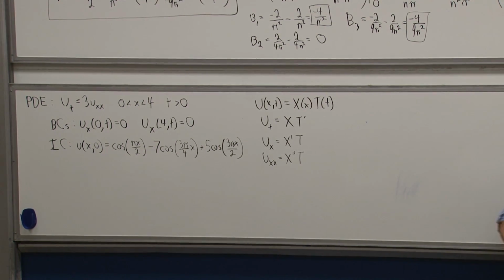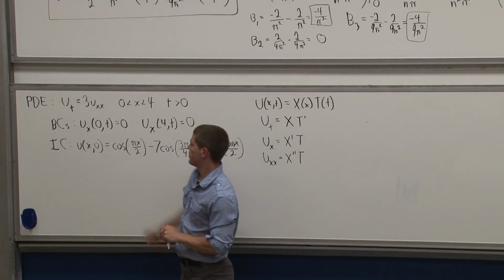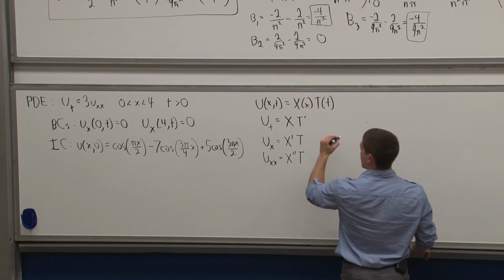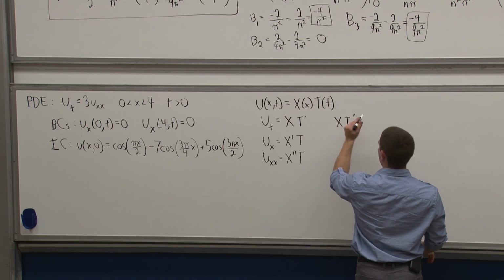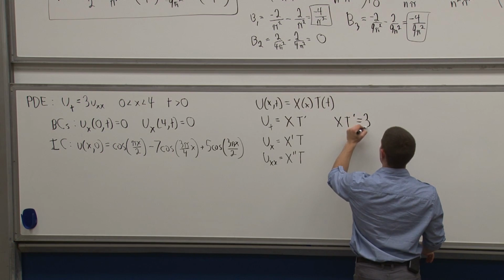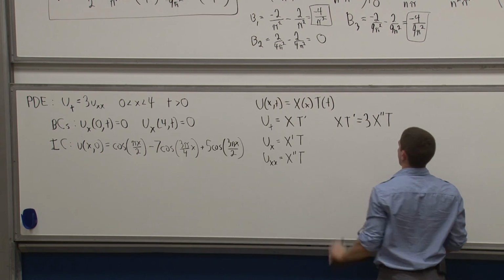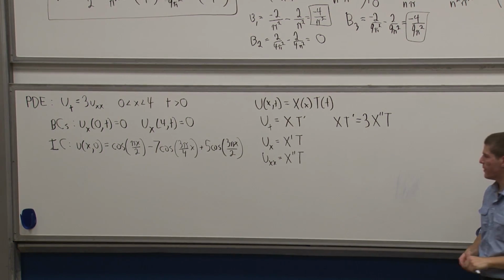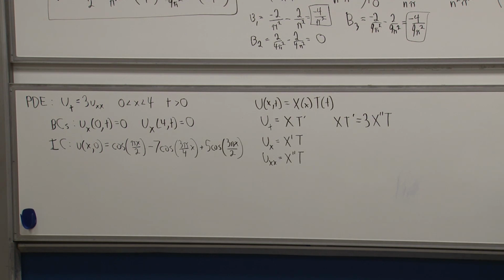Okay. Next step. Take these things, plug them in. So you plug them in, and you're going to get X T prime equals 3 times X double prime T. Okay. Good so far, right? We didn't really do anything yet, but all right. Next step gets insane right now.